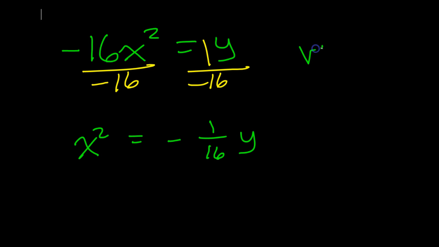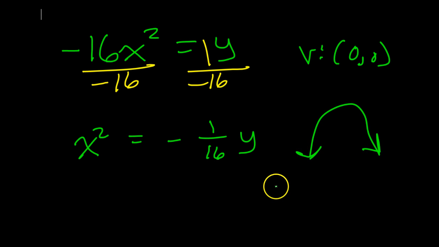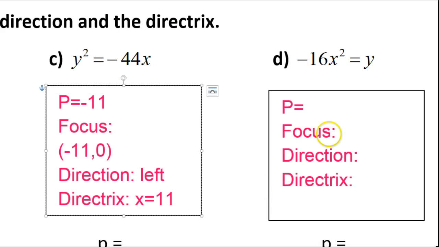Notice that the vertex, once again, is 0, 0. The x is squared. That means it's a normal up-down. Because it's negative, that means it's going to be down. So it's going to be one of these. So we can write that down. So the direction is down.